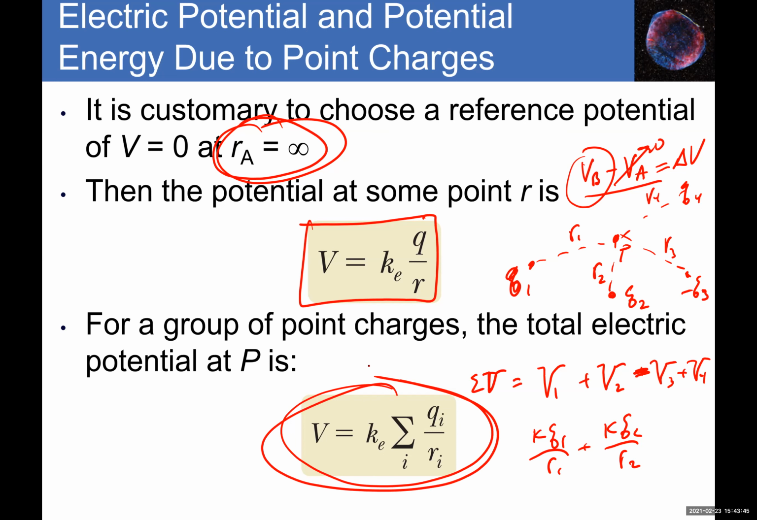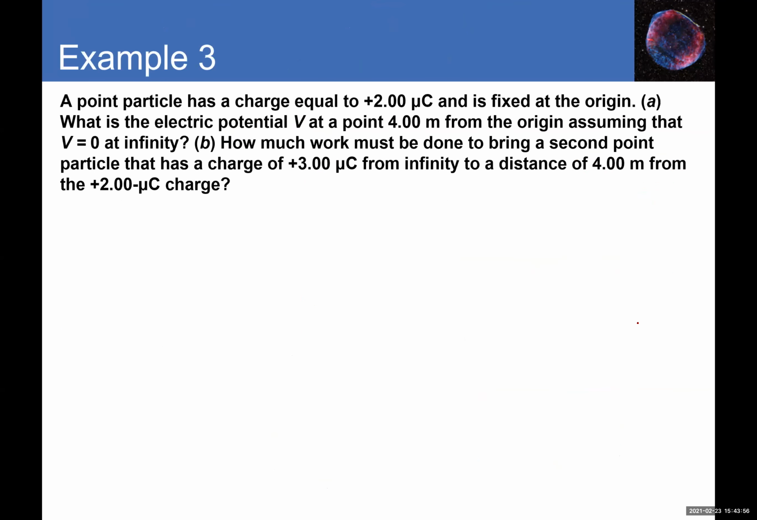And it's always relatively straightforward to calculate the potential because you're dealing with a scalar quantity. All you need is the charge and the distance to that point. So let's look at this example here. A point particle has a charge equal to 2 microcoulomb and is fixed at the origin. What is the electric potential V at the point 4 meters from the origin, assuming that V equals 0 at infinity?